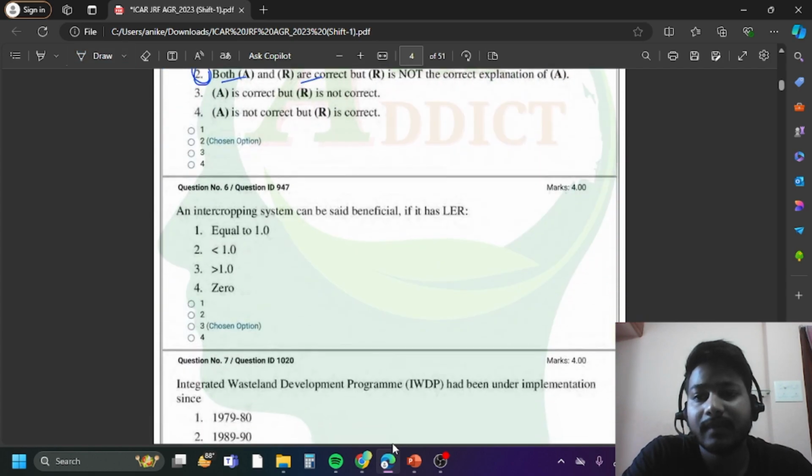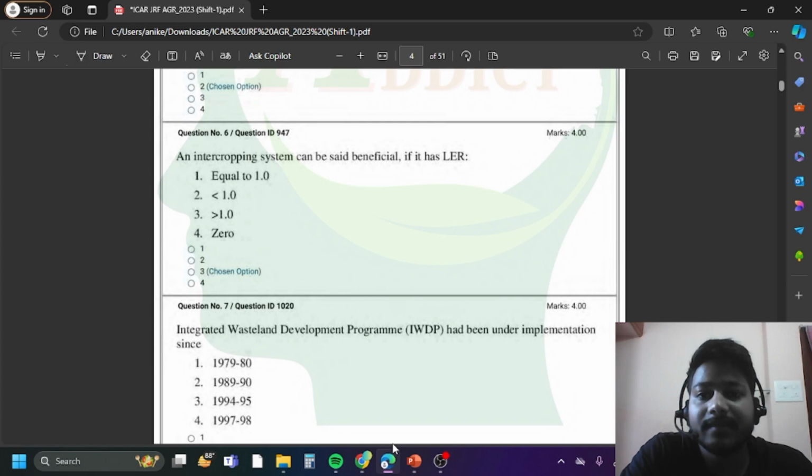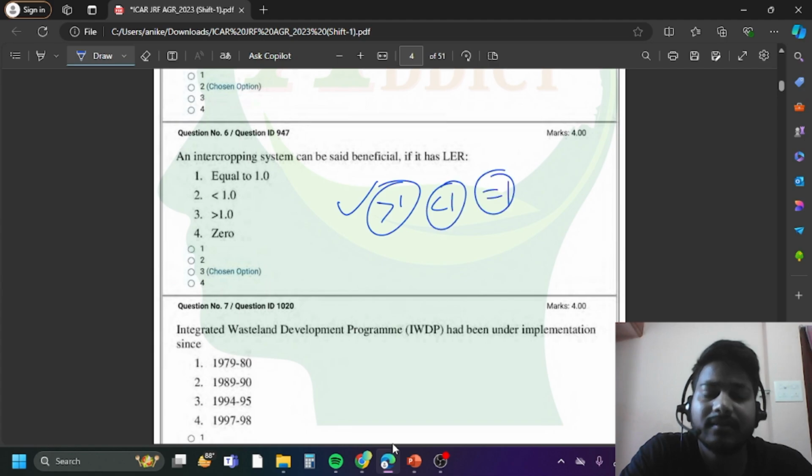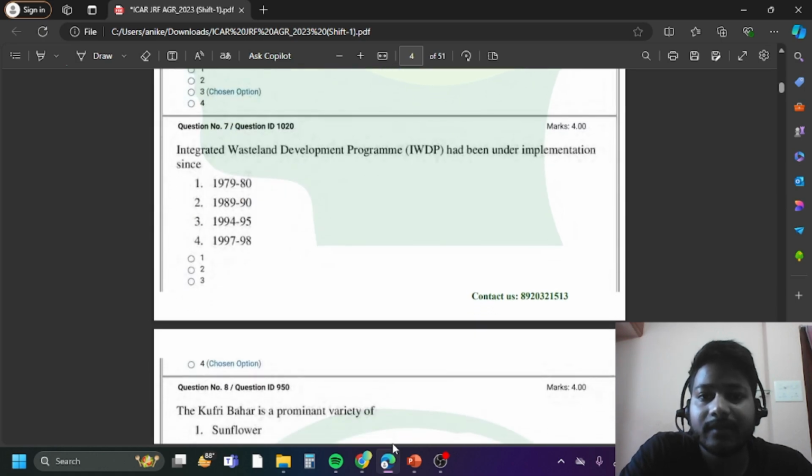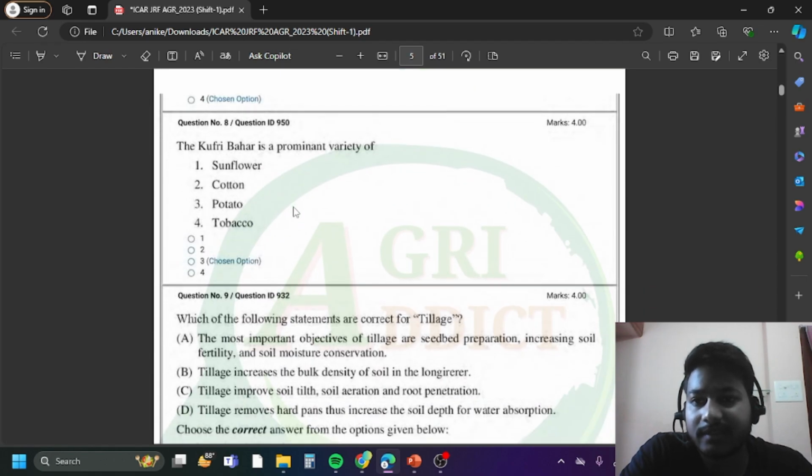Let's move forward. Question number 6: an intercropping system can be said beneficial if it has an earlier, when the land equivalent ratio is more than 1, then it will be very beneficial. Less than 1 is not beneficial, equal to 1 is considerable. Let's move forward. Integrated Wasteland Development Program, that is 1989 and 1990. We should not waste time on this question. The Kufri Bahar is a prominent variety of potato. All the Kufri varieties are of potato only. Kufri is a region where the potato varieties have been developed, and they are mostly virus free.